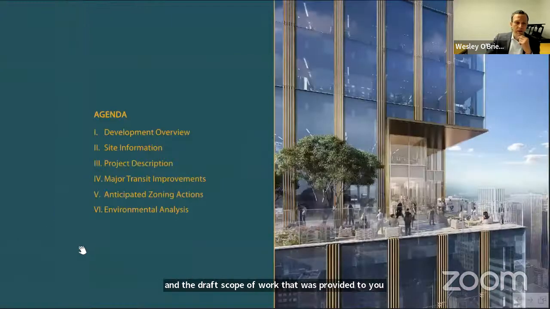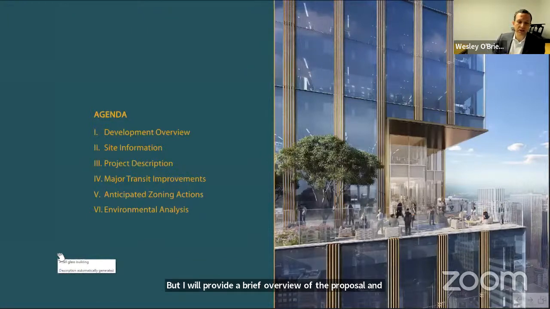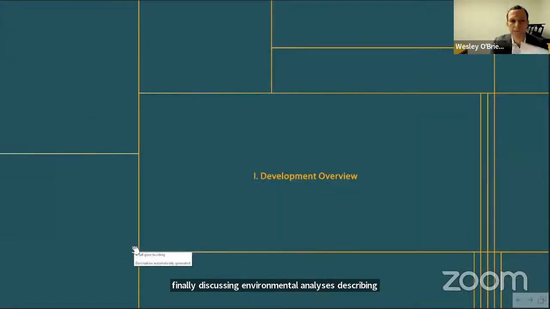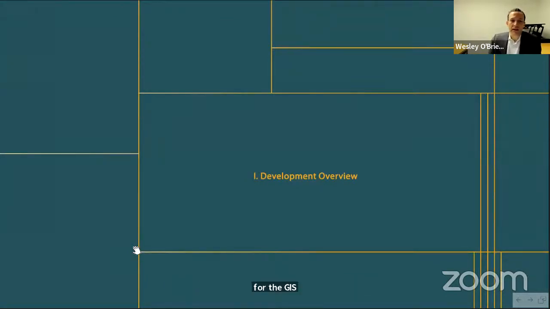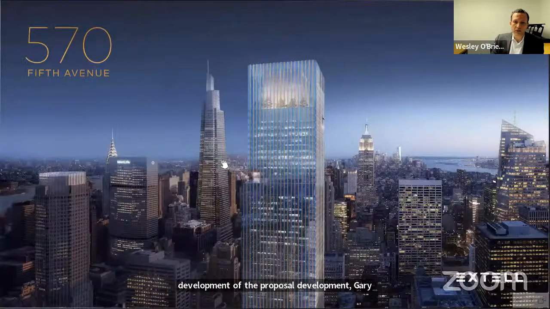Tonight, we will provide a brief overview of the proposal and provide relevant site information and a project description. We're going to discuss the transit improvements and the anticipated zoning actions before finally discussing the environmental analyses described in the draft scope of work for the EIS. So to begin, XDEL will provide a brief overview of the proposed development. Gary, if you could, the floor is yours.